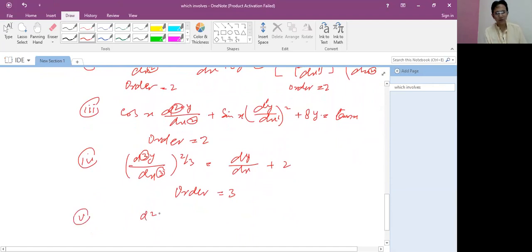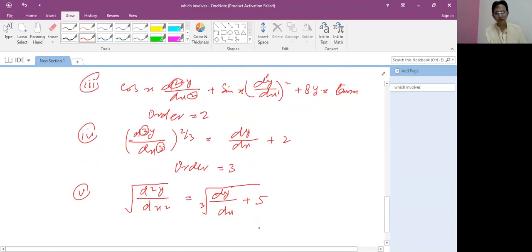For example, if the differential equation has a square root, first we will remove the square root. So dy over dx whole cube, cubic root, for example, plus 5. Now what is the order? If we consider the highest order, the highest derivative, it is 2, the other is 1. So the order of this differential equation is 2.